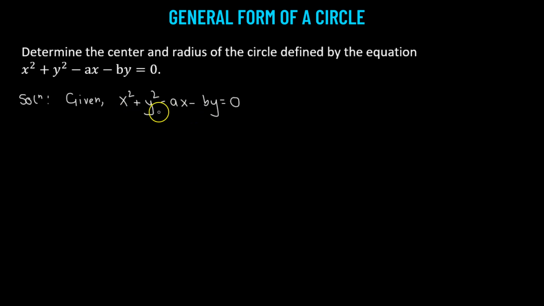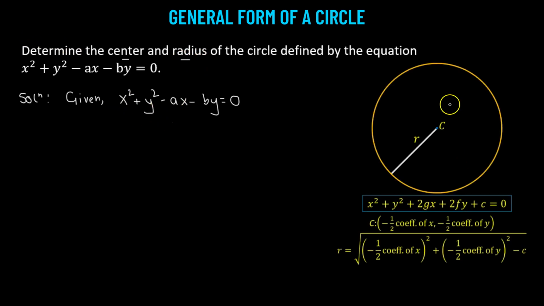Once we have the general form, we can extract some information which is going to help us determine the center as well as the radius. Now let's try to understand the general form of a circle. Let's say we have a circle centered at C with a radius of r. The general form of the circle is x squared plus y squared plus 2gx plus 2fy plus c equals 0. We can find its center by using the coefficient of x and the coefficient of y. The x coordinate of the center is simply the coefficient of x multiplied by -1/2. To find the y coordinate, we take the coefficient of y from the general form and multiply it by -1/2.